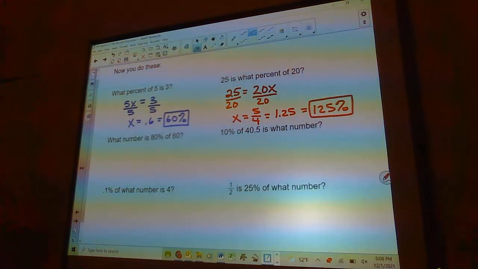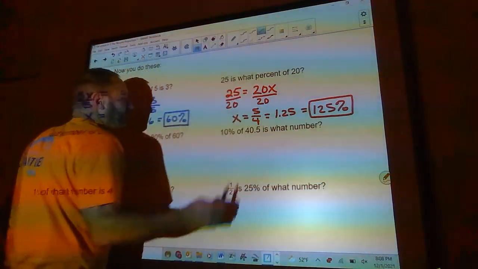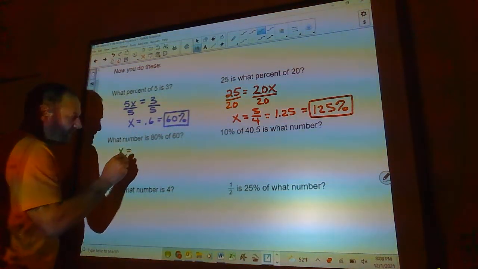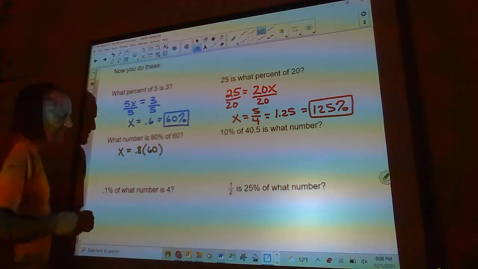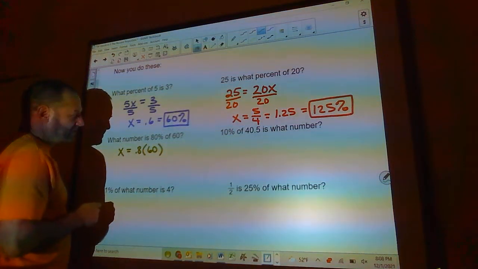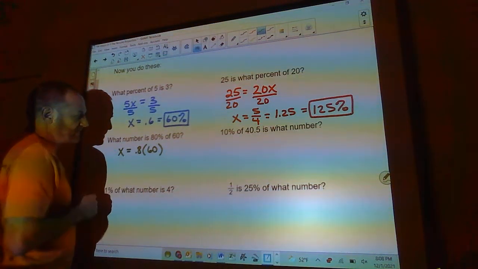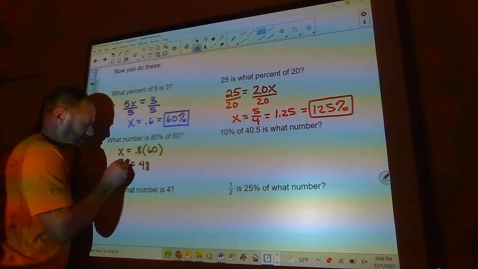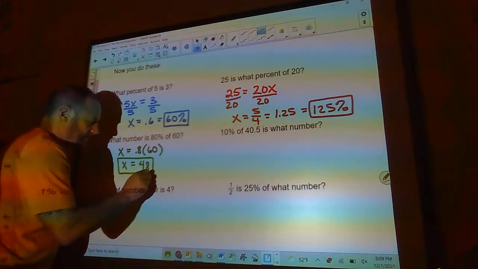Okay, next. What number is 80% of 60? This one I can do in my head because I know that 8 times 6 is 48. So 8 times 60 is 480, but I move the decimal, so it ends up being 48. So 48 is 80% of 60.